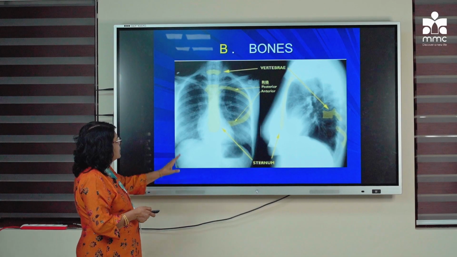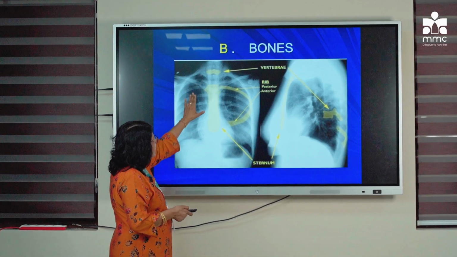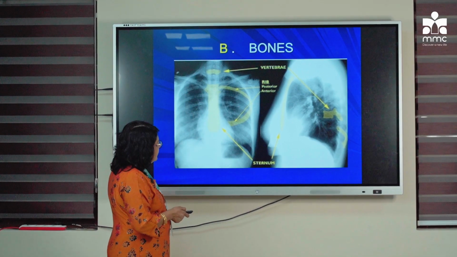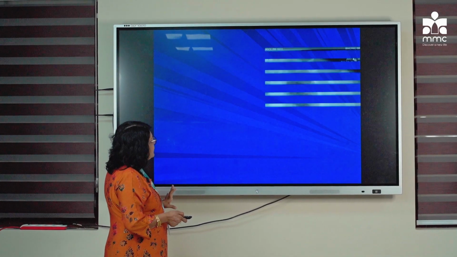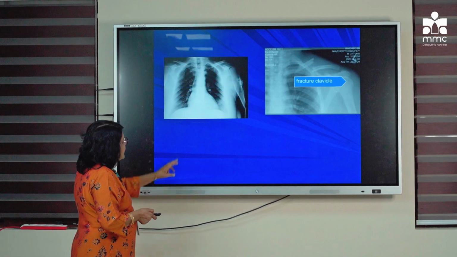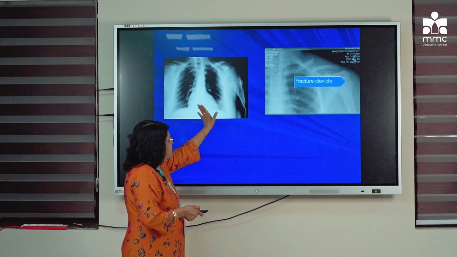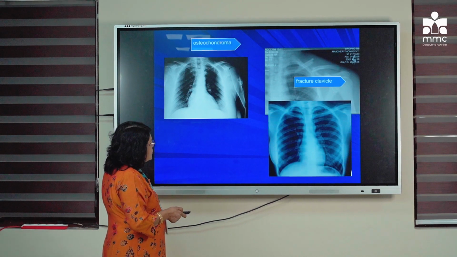Now coming to the bones, all of you should know the bones protecting the lung are mainly the vertebral body, the sternum, the ribs and the clavicle. So you should look carefully whenever you read a chest X-ray, because there can be a fracture. As you see the fracture of the clavicle, you can see there can be some pathology in the humerus. Usually you don't take the humerus, but when the patient complains, you have to take it to rule out any pathological lesion. That was an osteochondroma.